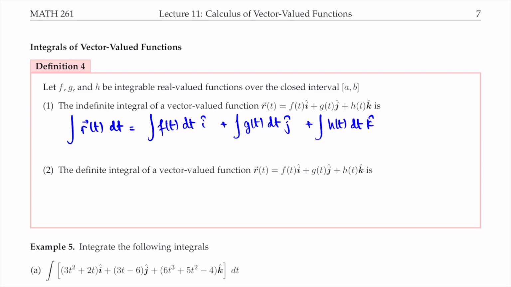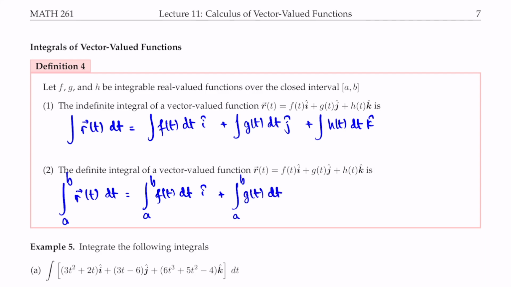And to evaluate the definite integral of a vector valued function over a closed interval from a to b, you get the definite integral of r of t dt equal to the integral from a to b of f of t dt i plus the integral from a to b of g of t dt j plus the integral from a to b of h of t dt k.